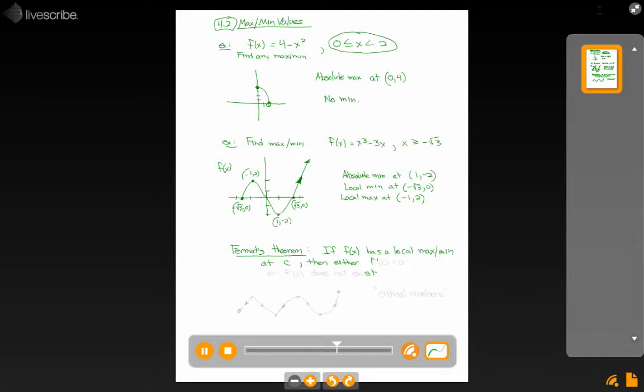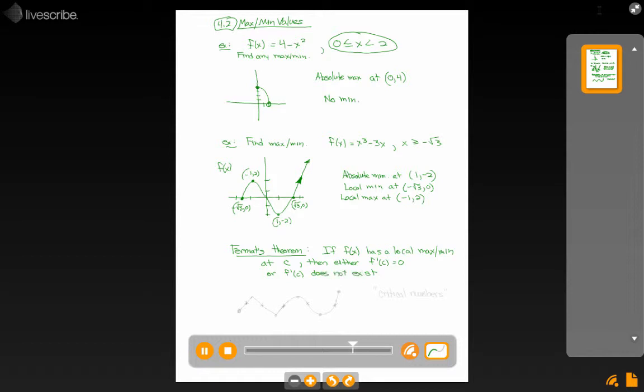So it brings me to a very important idea here, and it's called Fermat's theorem. It says that if f of x has a local max or min at c, then one of two things must be true. Let's look at all the max or min points that we've seen so far, even if you just look at the ones on the graphs on this page. The only place where you might have a local max or min is either the first derivative is equal to 0, or the first derivative does not exist.